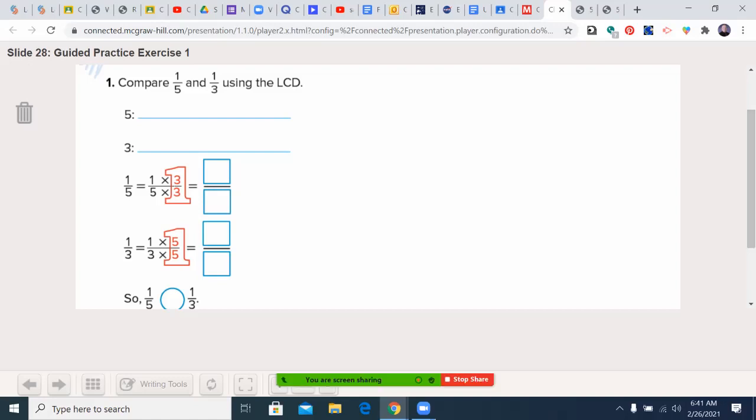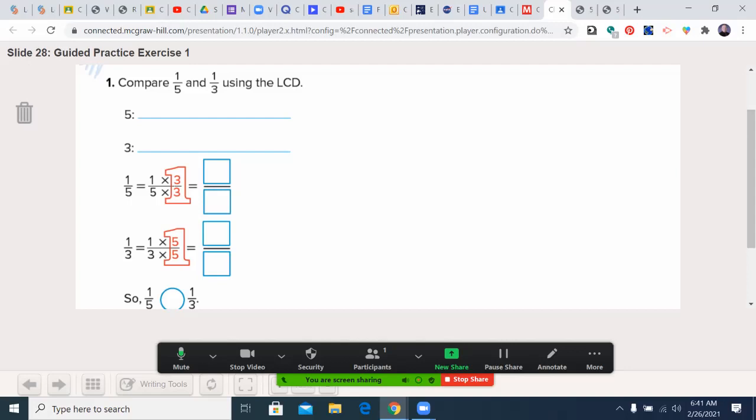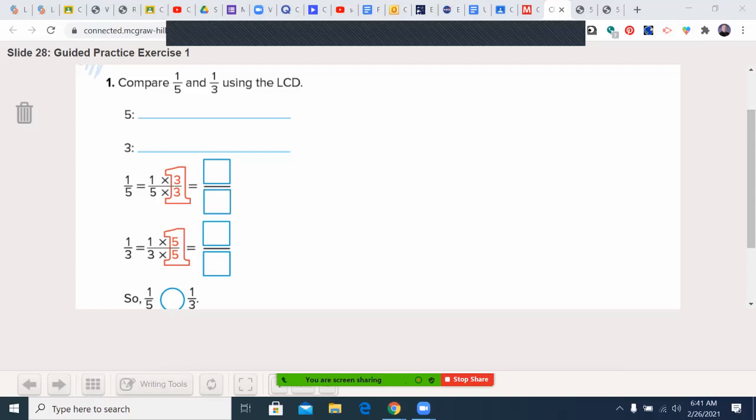Welcome back. Let's see how you did. I'm going to grab my annotation tool. So I need to find the least common multiple of 5 and 3.